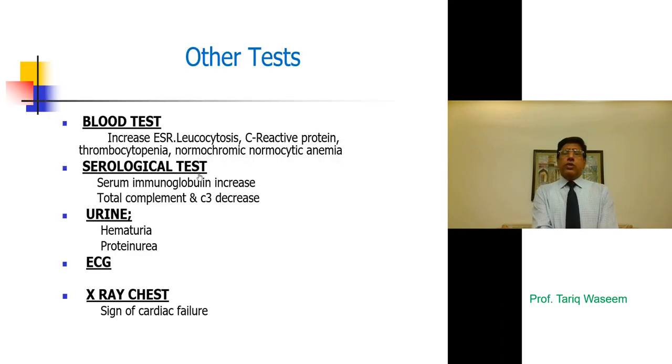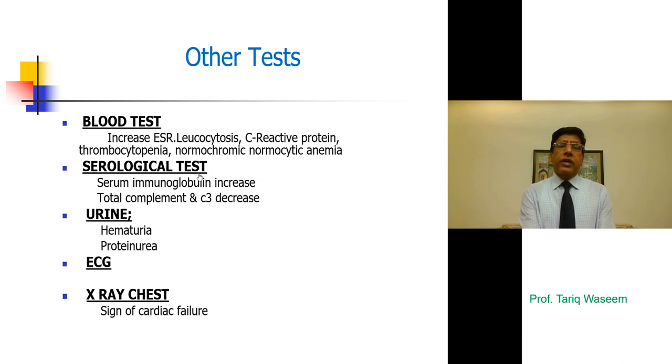The two major investigations we already mentioned are blood culture and echocardiogram. You also have some supportive investigations like blood tests. There may be increased ESR, and some increase in white cell count, or leukocytosis. Inflammatory markers like C-reactive protein may be elevated. Sometimes there may be thrombocytopenia, and these patients may also have normocytic normochromic anemia.